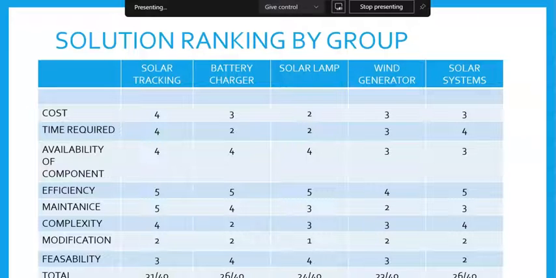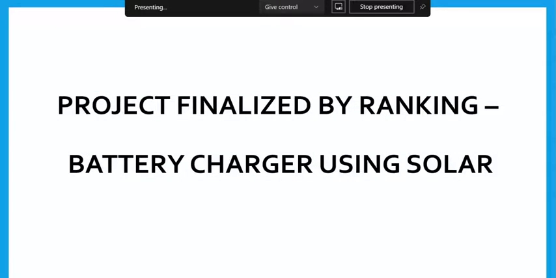We finally gave the highest score to the solar tracking system and lowest to the wind generator. And the project finalized for the writing was battery charger using solar.